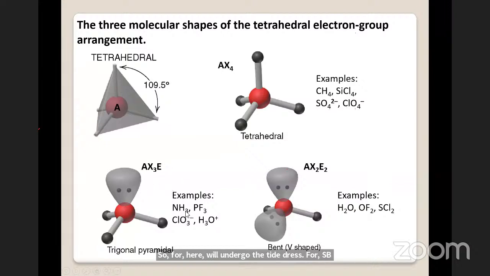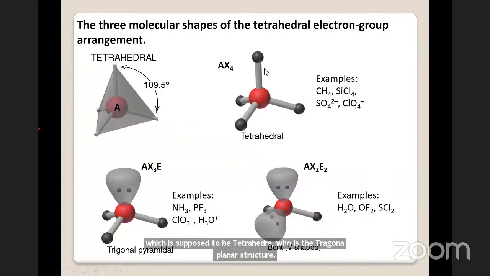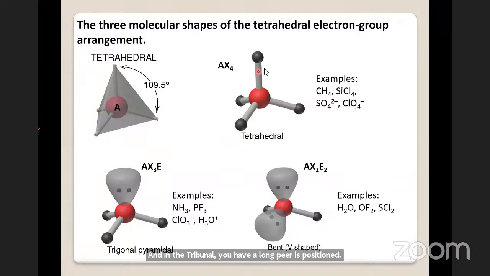But a distorted form of sp3 hybridization, which is supposed to be tetrahedral, is the trigonal planar structure. And in the trigonal planar structure, you have a lone pair positioned here. So this becomes a lone pair. Once this becomes a lone pair, it will not be a bond. So you will now have a trigonal planar.